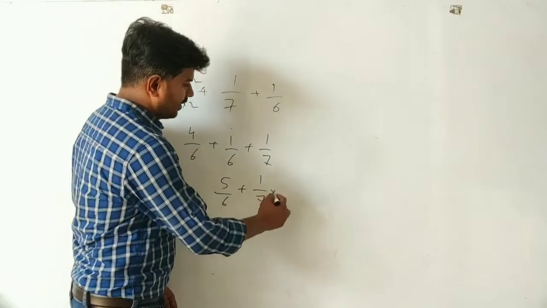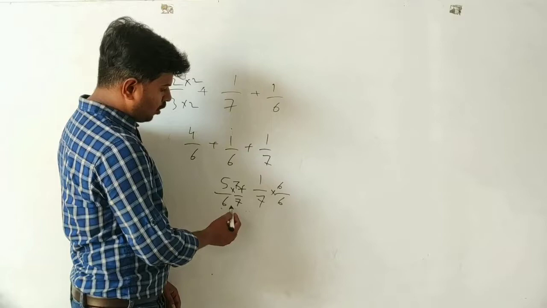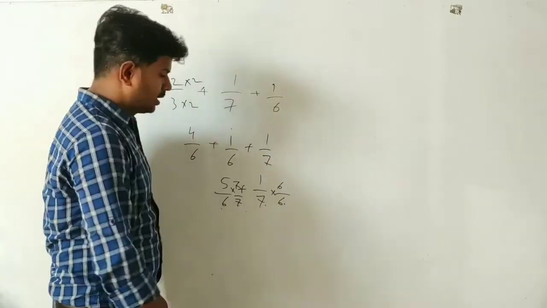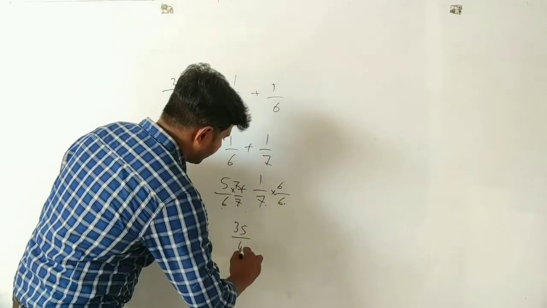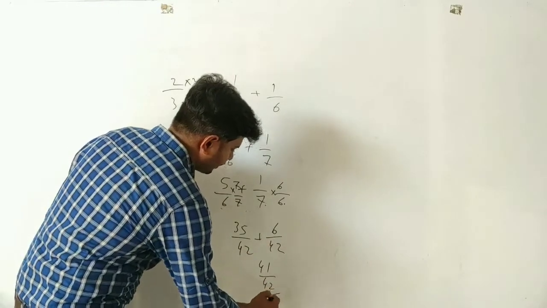Then 6 is here, so divide by 6 and multiply by 6. Divide by 7 and multiply by 7. Now both denominators are the same. Both get 42. That is 35 by 42 plus 6 by 42, which is equal to 41 by 42.